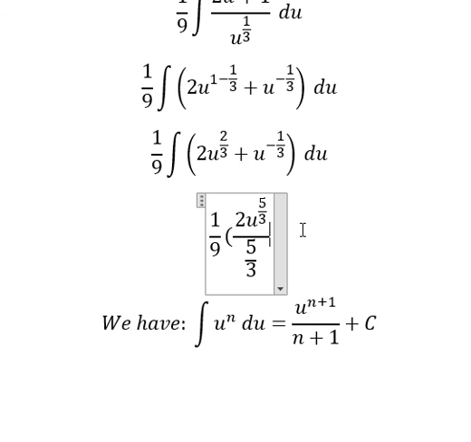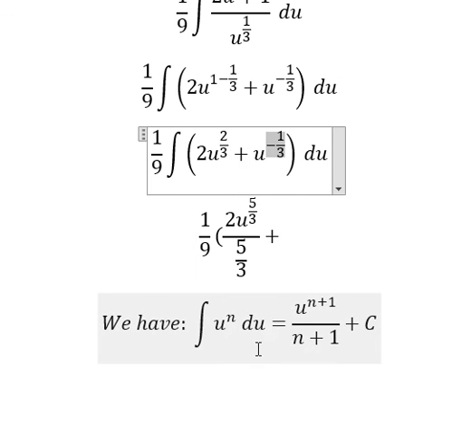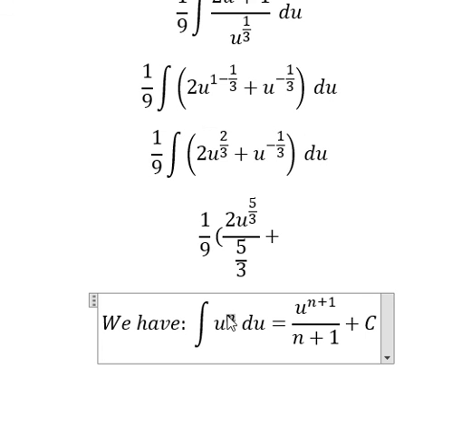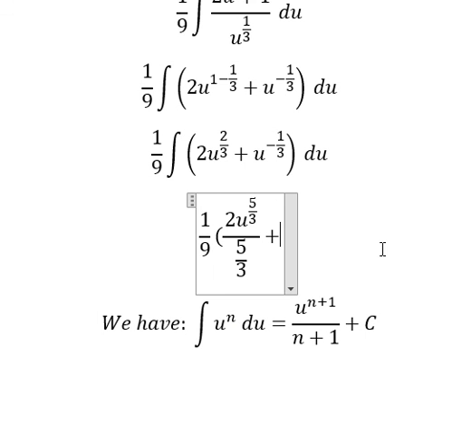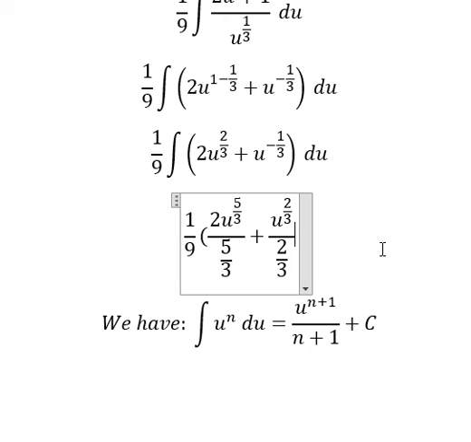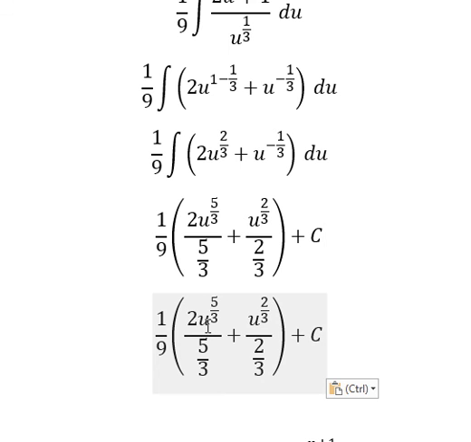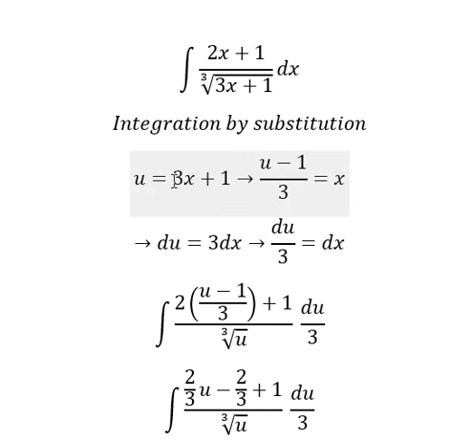So similar for the second one. This one we put negative 1 over 3 gone here and we have 2 over 3. About u, that is about this one.